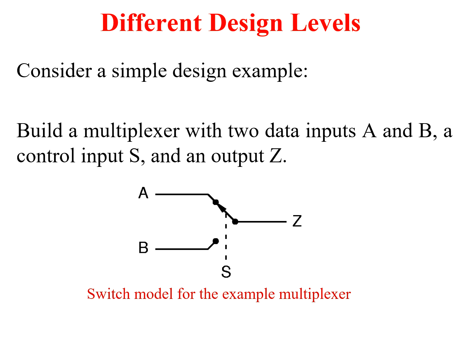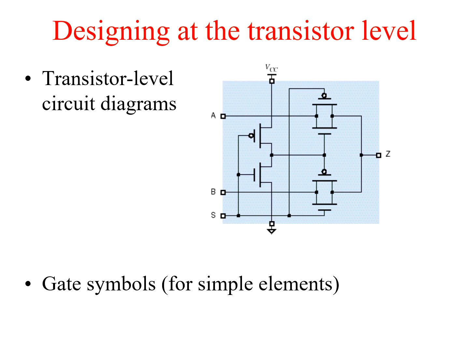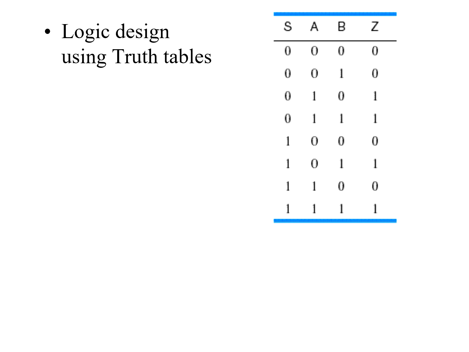Now we are going to design a simple device, a multiplexer, step by step. Build a multiplexer with two input data A and B, with the control input, that is the switch S, and the output is Z. So this is the transistor level circuit diagram. So the gate acts as a switch. This is the truth table. The first, S, is the switch, the select line, and then A and B are the inputs and Z is the output.